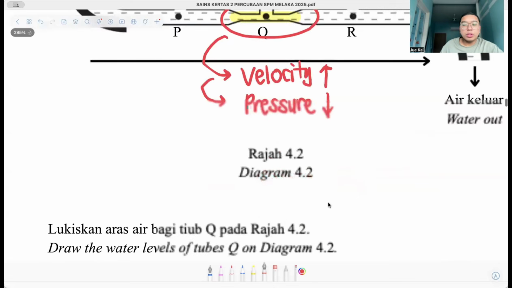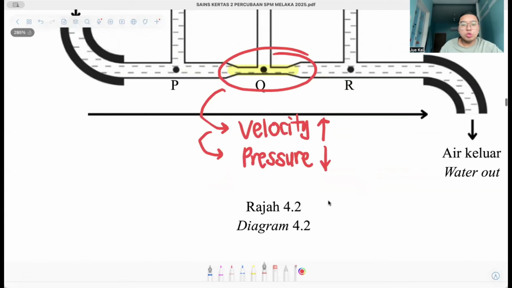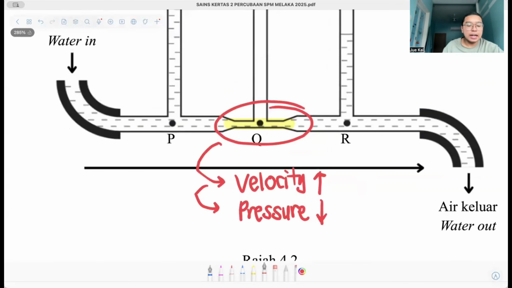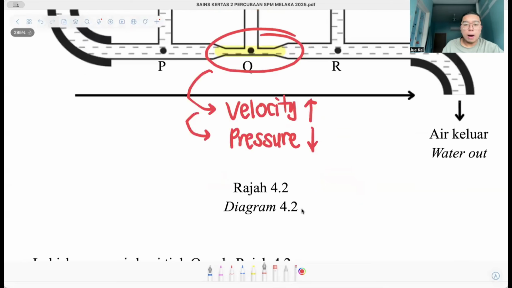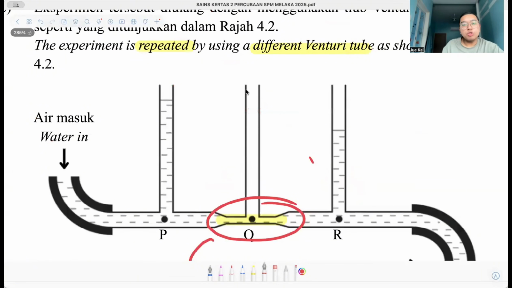Okay, so draw the water levels of Q. Oh, that's why there's no water level. It wants you to draw. So how many marks here? 1 mark. So let me ask you, can I draw here? Can I draw here? Can I draw like this?